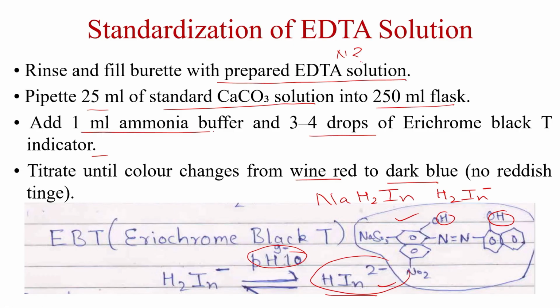As I already told you, you simply take 25 ml of standard calcium carbonate solution in a 250 ml flask, and then you add 1 ml of ammonical buffer and 3 to 4 drops of Eriochrome Black T indicator, and then titrate from the wine red to the dark blue color.